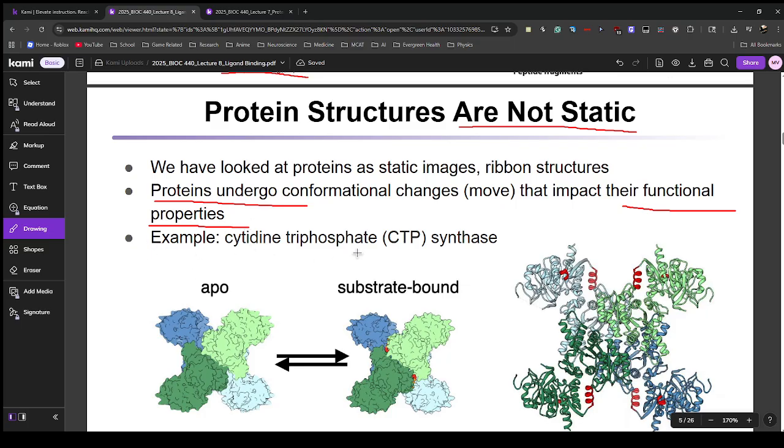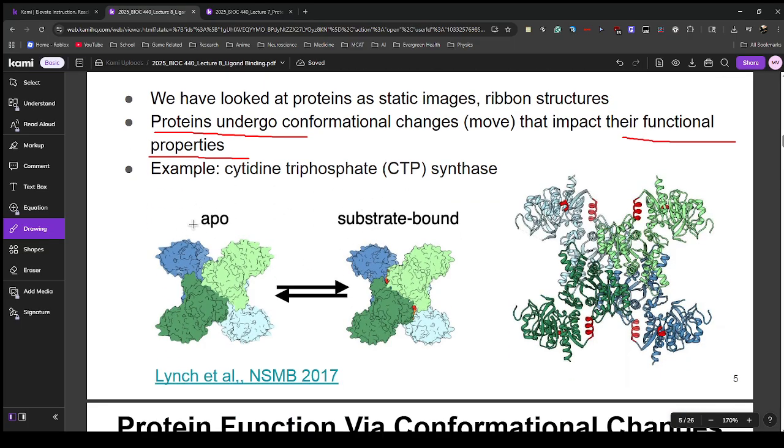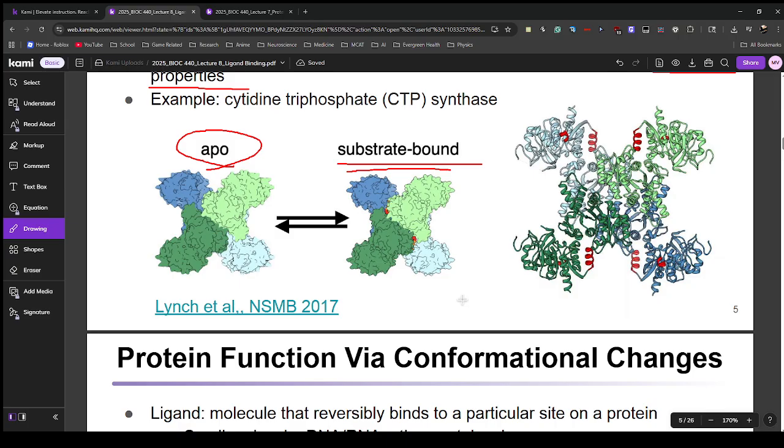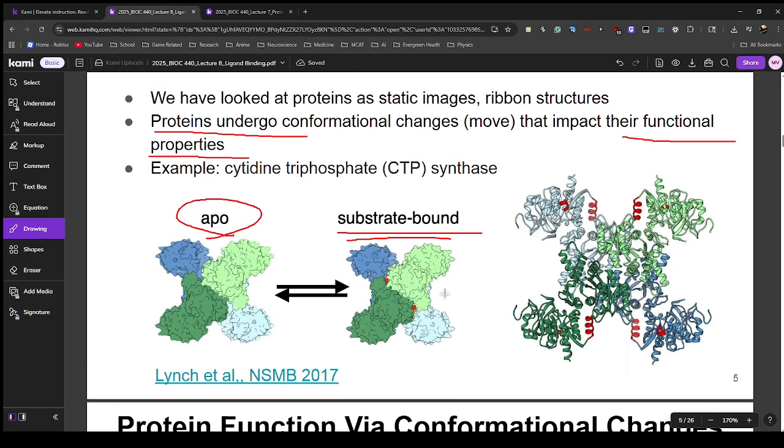So, like, an example of this is CTP synthase, right? So you have the apo version, which is the version of the protein without anything bound. And then when you bind something, right, it actually changes the conformation of the protein, right? And that allows it to do its function, right? What it might do is it might change it so that more things can bind to it. It might change it so that the actual function of the protein can be carried out, right?